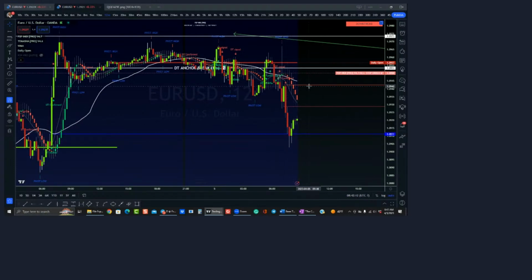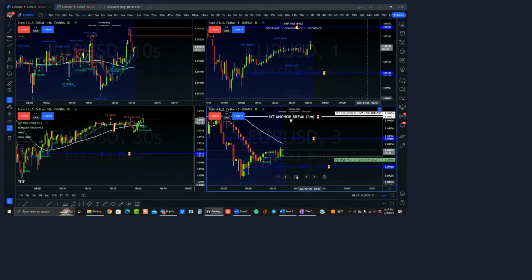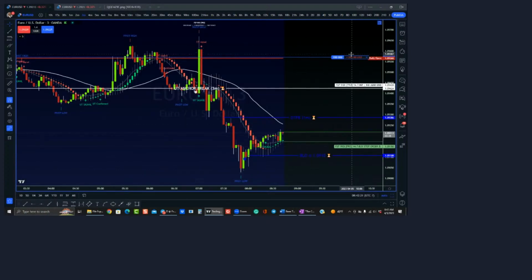But this looks like it's going to keep going up from here. I love that. All right. So that's making me happy because of this trade here. I'm in drawdown by 300 bucks.